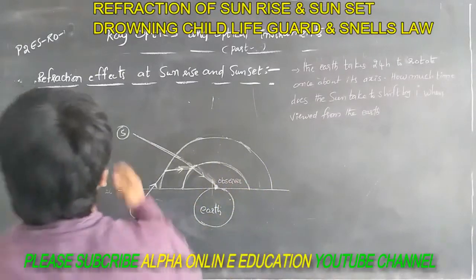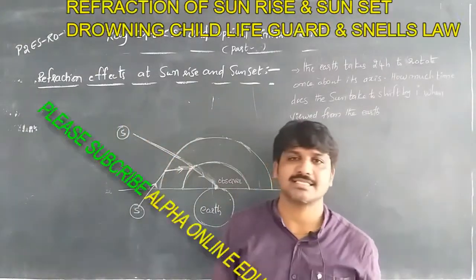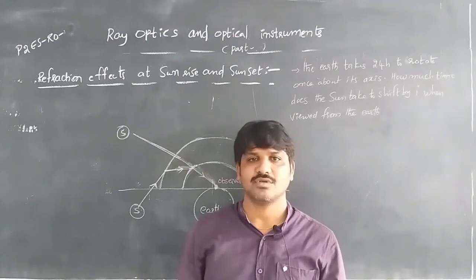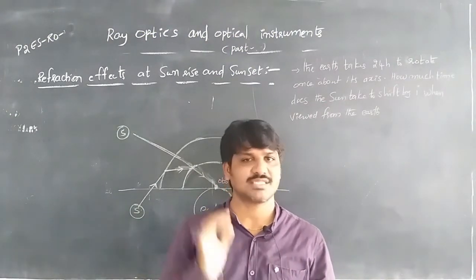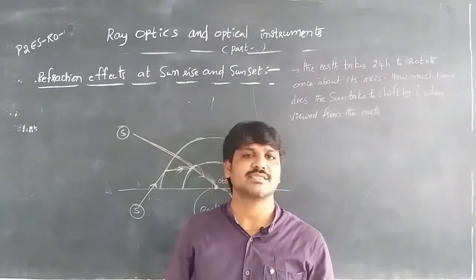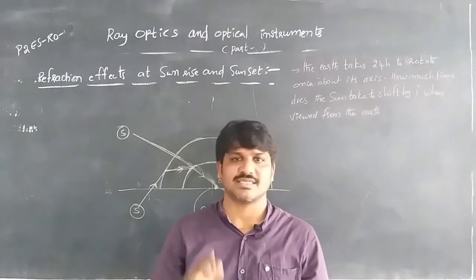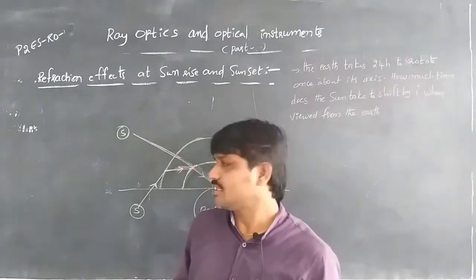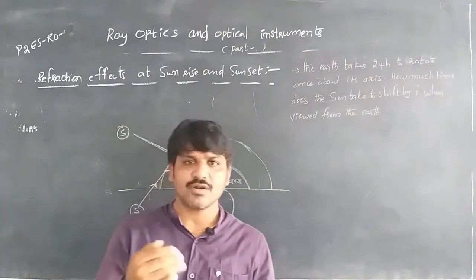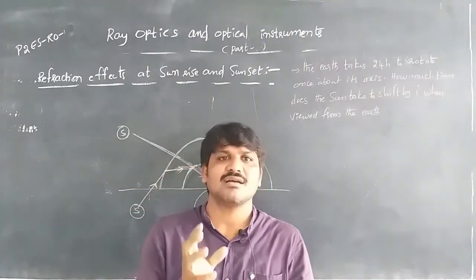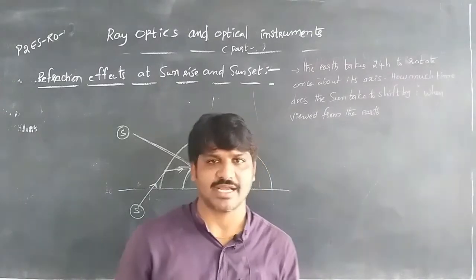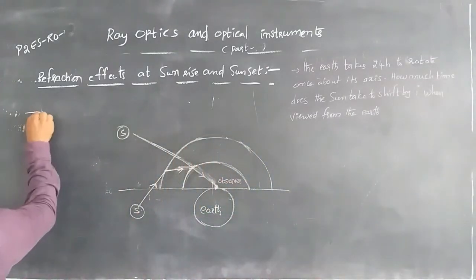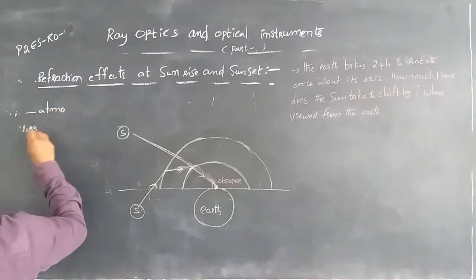So, refraction at a sunrise and a sunset. We know that the sun is visible before the actual sunrise, and we can see it after actual sunset. Means when the sun is before rising, we can see the sun because of atmospheric refraction of light.